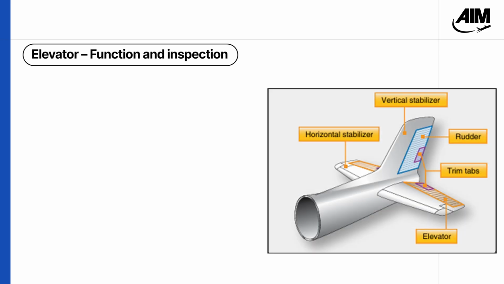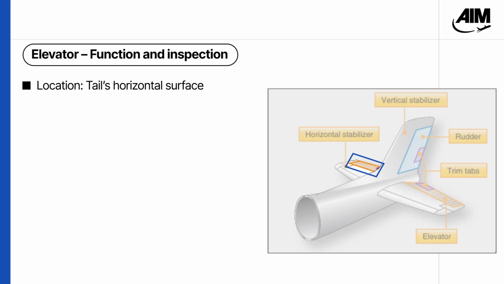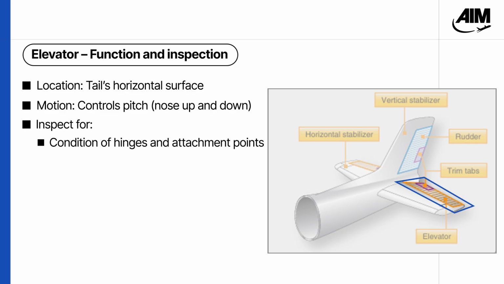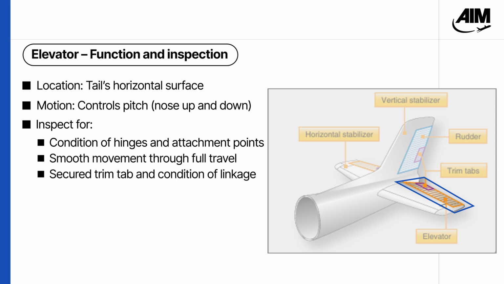After the ailerons, the next surface to inspect is the elevator. It is mounted on the horizontal tail and controls pitch, moving the nose up or down. When inspecting the elevator, check hinges and attachment points. Check for smooth movement through its full travel. If a trim tab is present, make sure it's secure and its linkage is free of wear or binding.